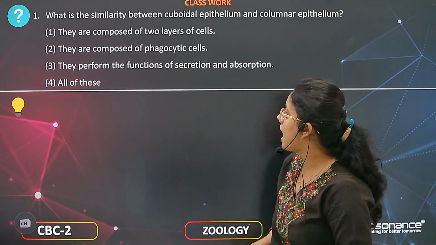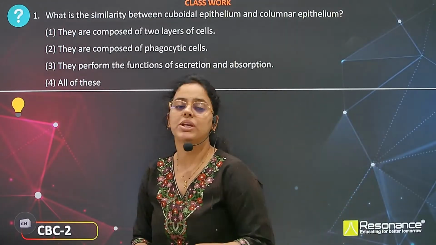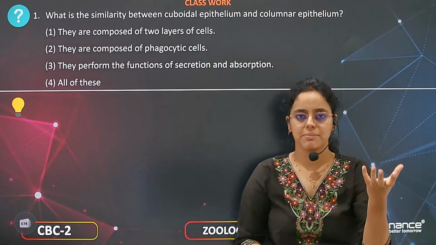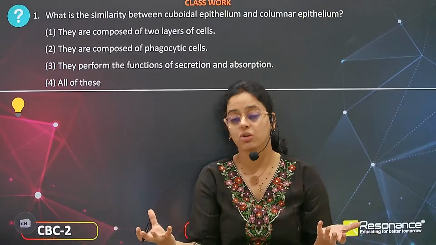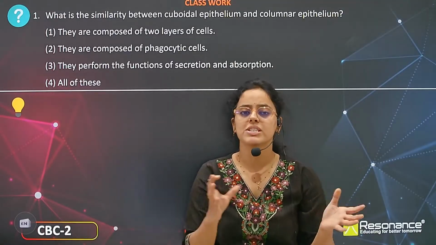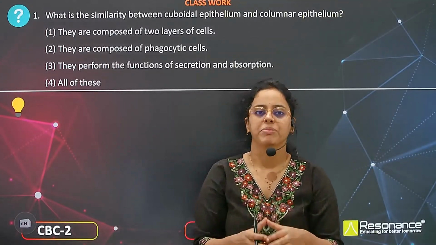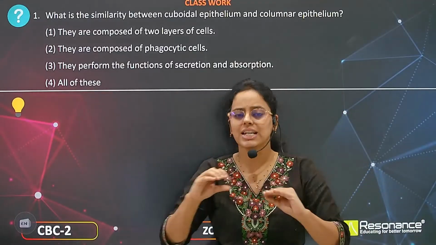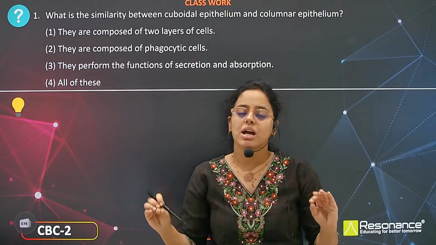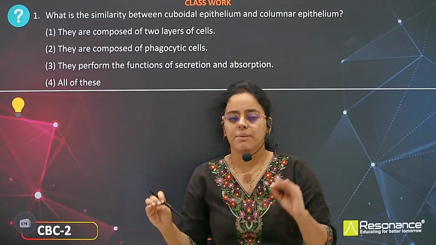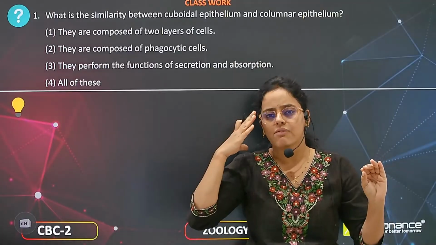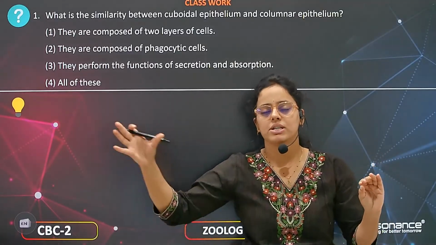What is the similarity between cuboidal epithelium and columnar epithelium? They are composed of two layers of cells? No, they are composed of only a single layer of cells. They come under simple epithelium. So cuboidal epithelium and columnar epithelium have only a single layer of cells.